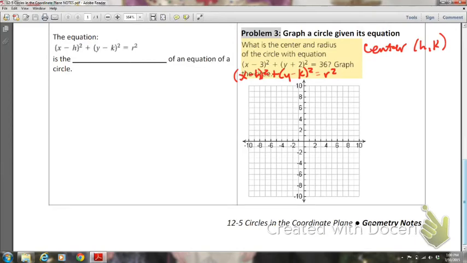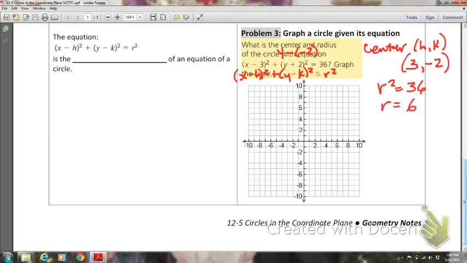The h in this equation, be careful with your signs. You have x minus 3 and x minus h, so h is a positive 3. And when you compare the equation for the y's, you have y plus 2, but that has to be y minus a negative 2 in order for it to be y plus 2. So your k value is actually a negative 2. And then your r, if r squared is 36, then you take the square root of both sides, and r is 6. So how do you graph this?